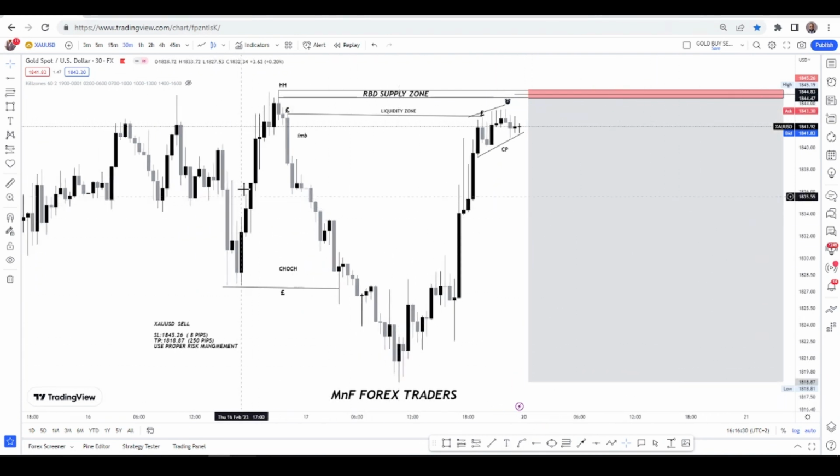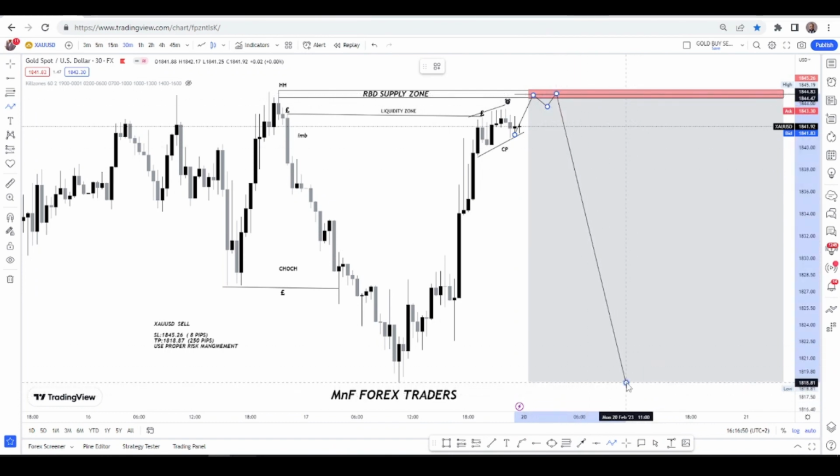So you can clearly see that we have a rally base drop supply zone with equal highs being created, and then we have the market coming to us with what we call a rising wedge. So what we're anticipating here is that we could wait for price to come to our level here, and then if we have a confirmation, we can get involved. So this is what I'm going to wait for.